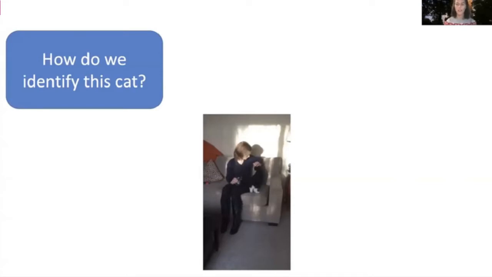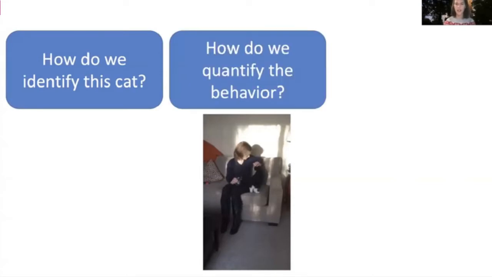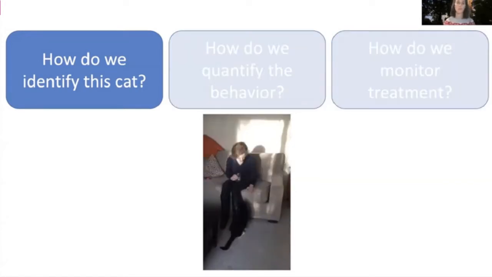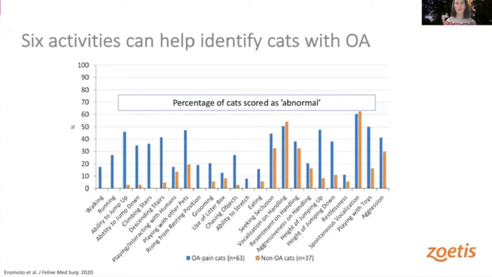So what we're really interested in is how we identify this cat, how we then quantify the behavior, and then how we use those behaviors to monitor treatment. So we're going to start with how we identify this cat. We have learned through work over the years that there are 6 activities that can really help us identify those cats with OA. So differentiate between cats with OA and without.